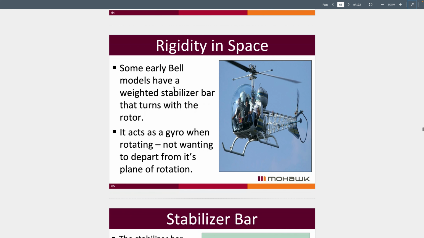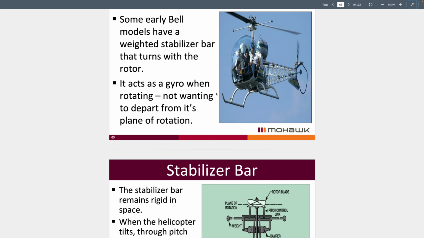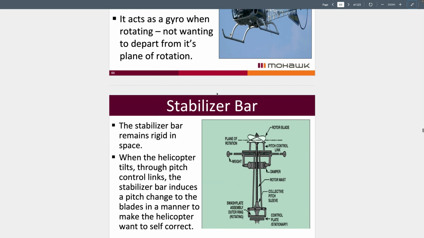Some early Bell helicopters have a weighted stabilizer bar, as seen in this picture here. And this stabilizer bar turns the rotor and acts as a gyro when rotating and not wanting to depart from its plane of rotation.